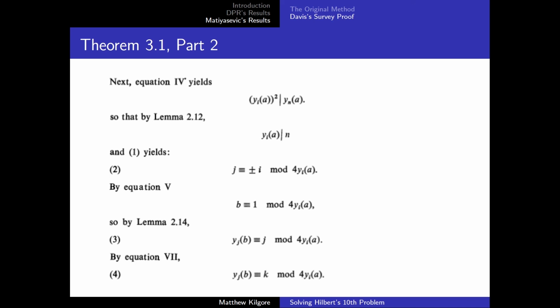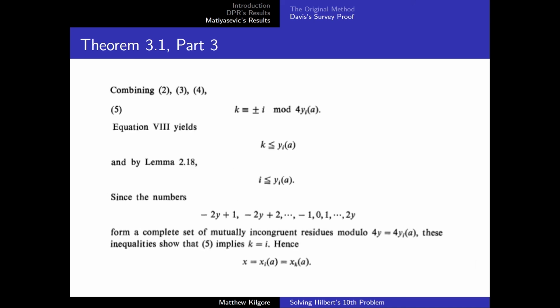Thus, by equation 5, b is equivalent to 1 mod 4 y_i of a. Thus, by lemma 14, jb is equivalent to j mod 4 y_i of a. Thus, by equation 7, jb is equivalent to k mod 4 y_i of a. Combine these all together gives k is equivalent to plus or minus i mod 4 y_i of a. Equation 8 yields that k is also equal to y_i of a, and thus by lemma 18, i is also equal to y_i of a.